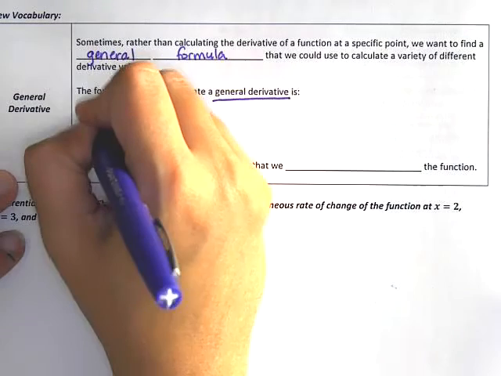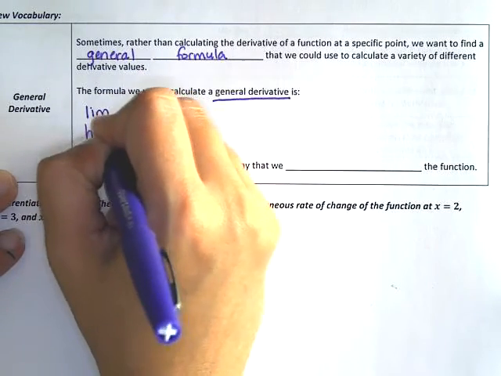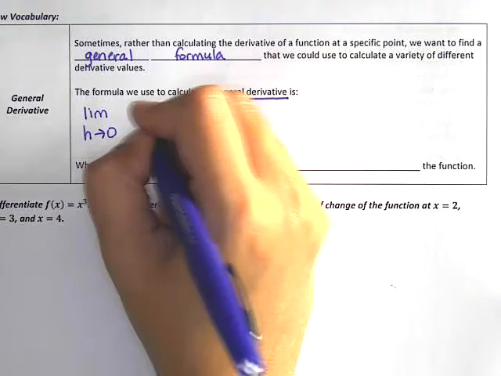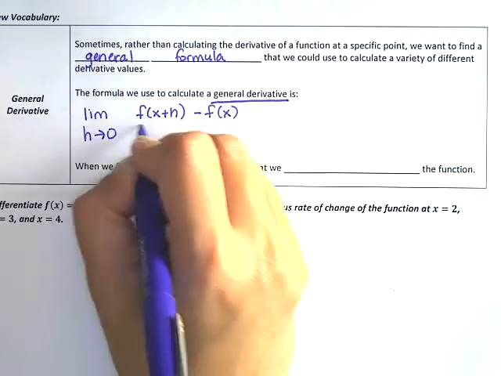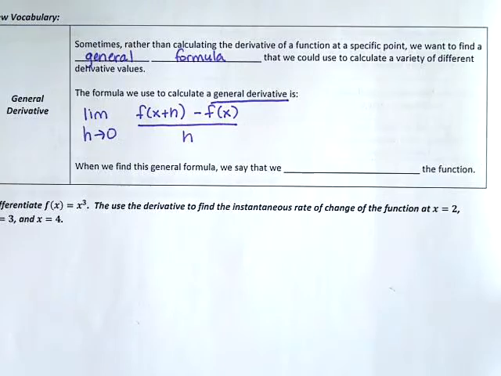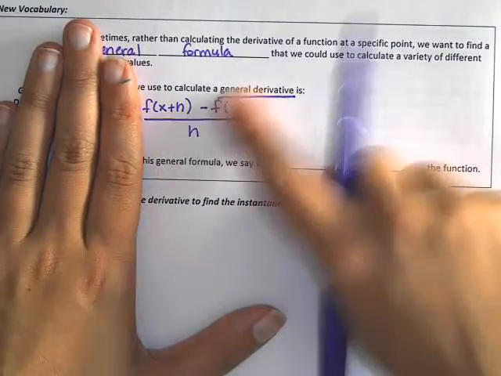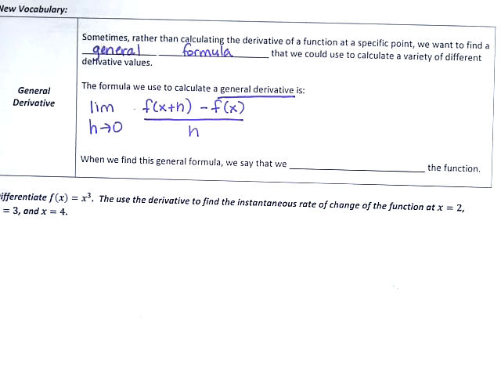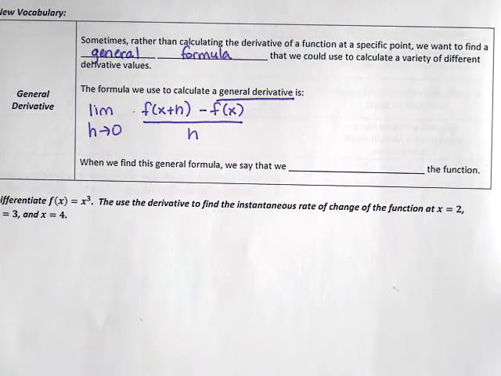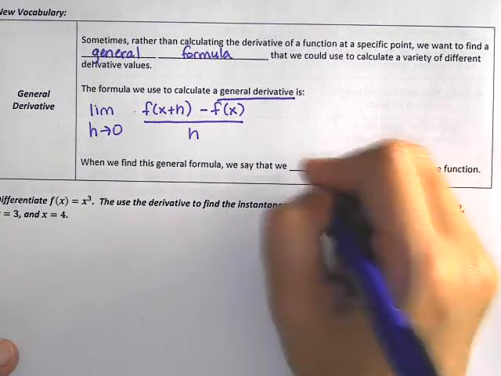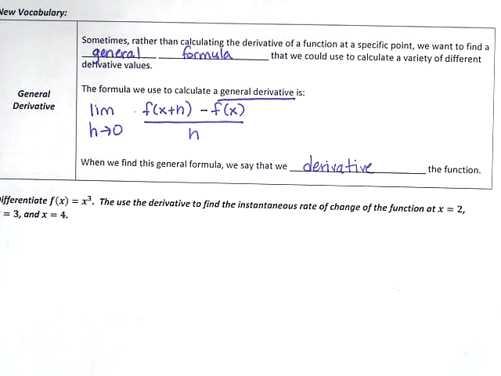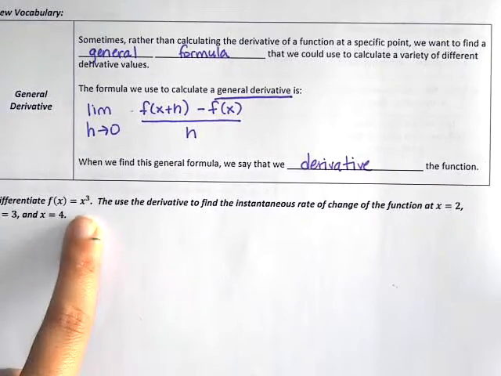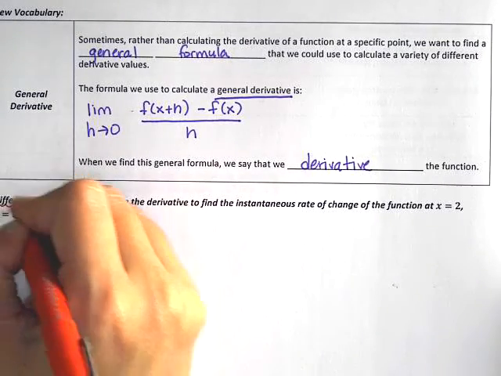The formula for a general derivative is the limit as h approaches 0 of f of x plus h minus f of x all over h. You may remember this part of the formula from pre-calculus. It was called the difference quotient. We're basically just doing the difference quotient and taking the limit of the answer. When we find this general formula, we say that we found the derivative of the function. And what that allows us to do is answer questions like this one. It says differentiate. Differentiate is another word for take the derivative of.